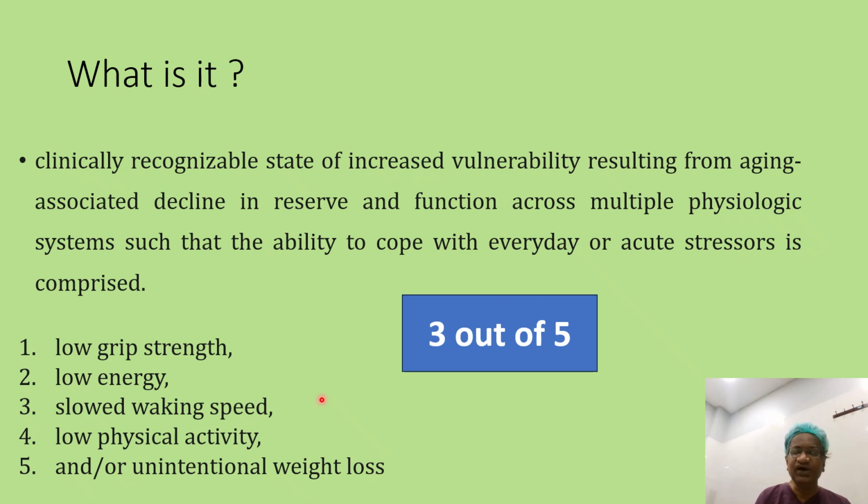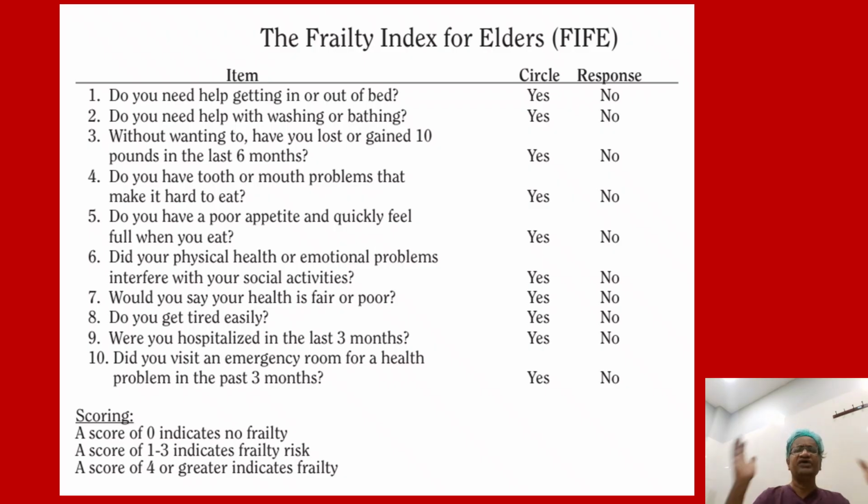We need to have 3 out of 5 to say the patient is frail. There are scores 1, 2, 3, 4, 5, out of which 3 is frailty. There are a lot of indices, like the 5P index, the frailty index for elders. That is what I told.